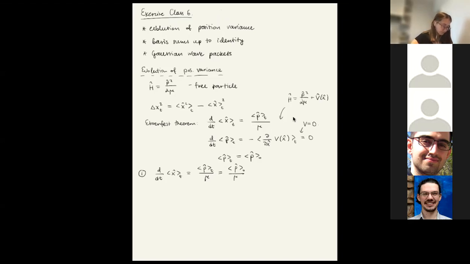Okay, so then we have the following differential equation: d by dt of this average is equal to the average of p at time zero over mu, and the average of p at time zero is just some number. So basically then we can solve this differential equation for the average of x and get that the average of x at time t is the average of p at time zero over mu, times t, plus the initial condition on x. So the initial condition is the average of x at time zero.